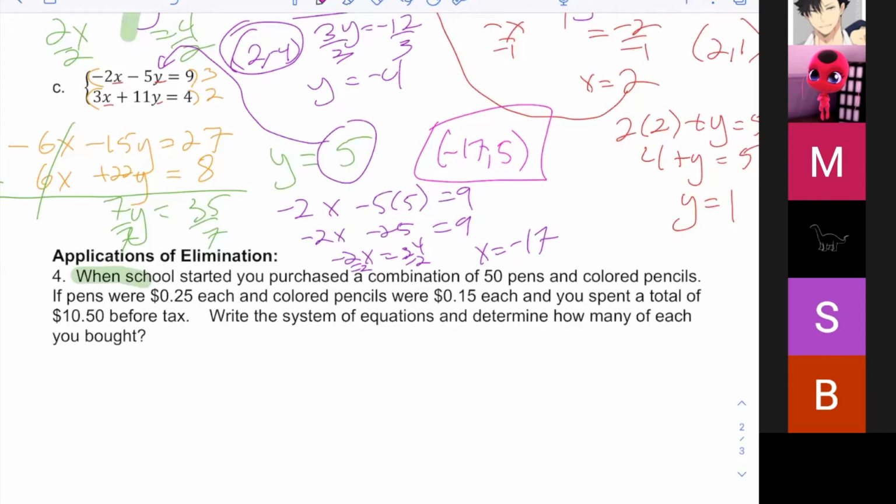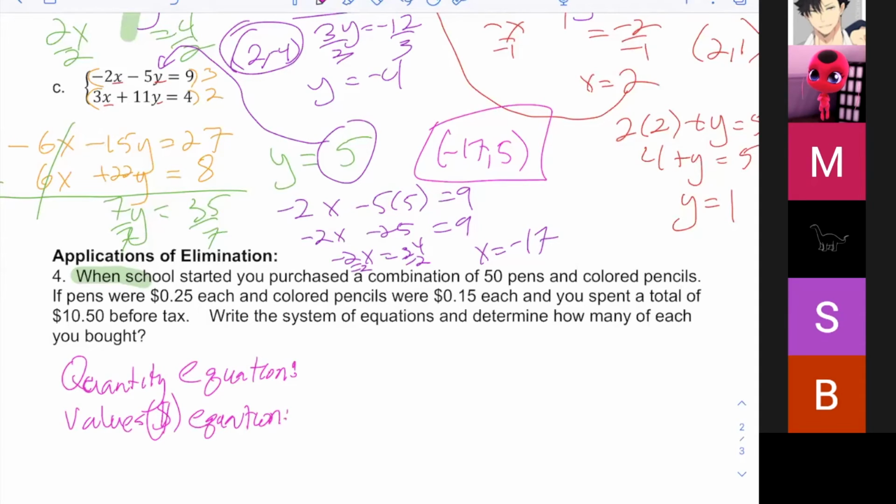So when we create a system, typically when we have a system, there's going to be like a quantity equation and like a value or money equation. Again, there could be equations of all types, but it usually comes down to how many of each thing and how much does each thing cost.